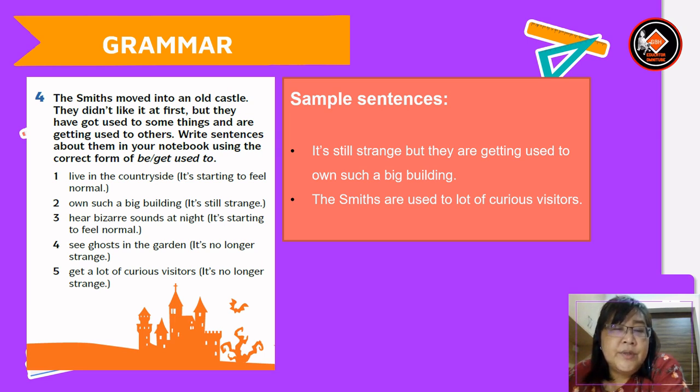It's still strange. Number 3, hear bizarre sounds at night. It's starting to feel normal. Number 4, see ghosts in the garden. It's no longer strange. Number 5, get a lot of curious visitors. It's no longer strange. So here are some sample sentences. The rest you need to write in your exercise books. It's still strange, but they are getting used to owning such a big building. The Smiths are used to lots of curious visitors.